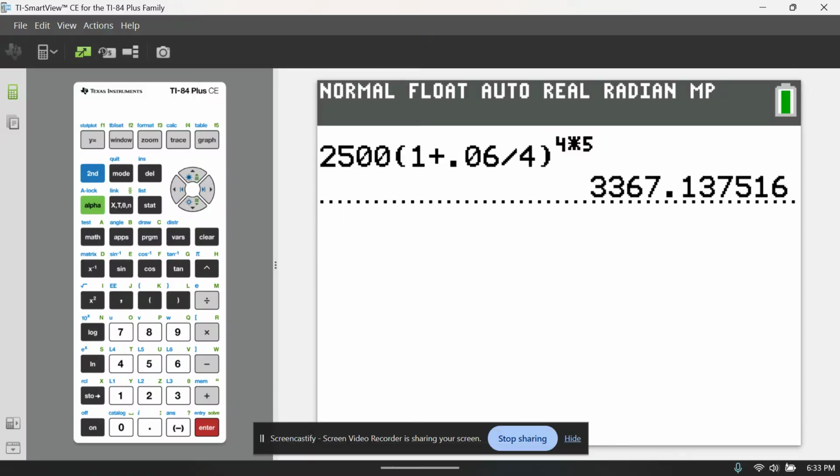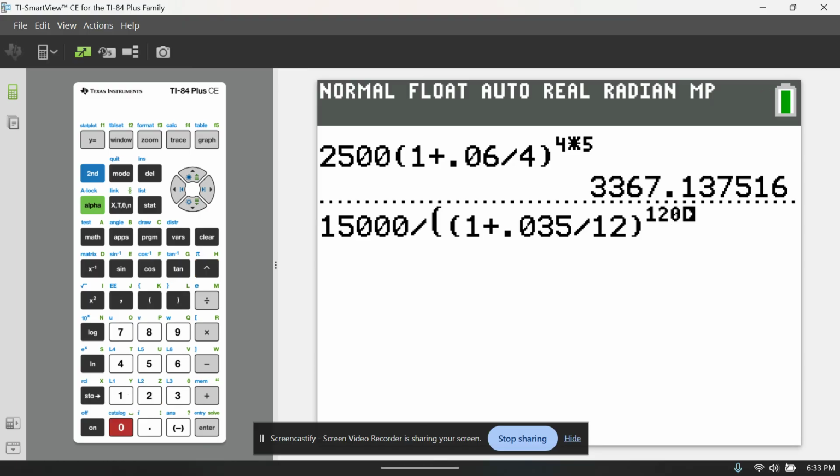So on the calculator, I'm taking my 15,000 divided by, and I'm gonna open up a couple of sets of parentheses here because I want all of that stuff that I type in there to be in the bottom. So parentheses, and then I've got 1 plus 0.035 divided by 12. Close those parentheses, raised to the 120th power. And then I'm going to close those parentheses. So that gets all of that stuff in the denominator of the fraction there, and hit enter.